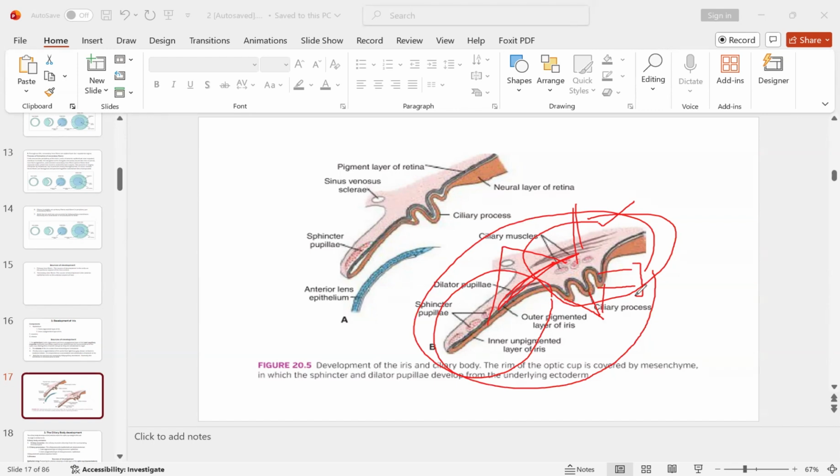And the third structure which is present in the ciliary body is the stroma or the connective tissue, and this is the stroma of the ciliary body. And this is what a well-developed ciliary body looks like.